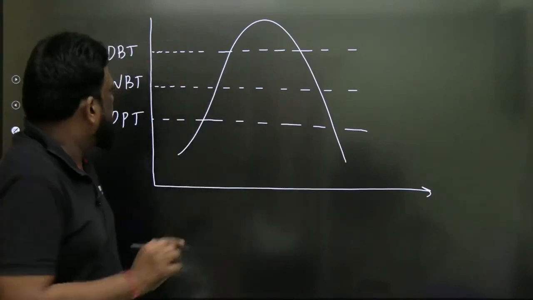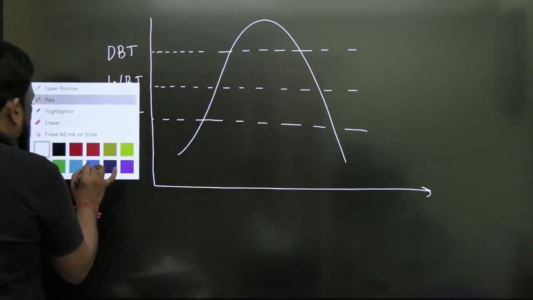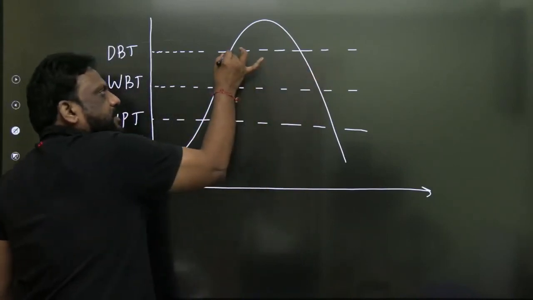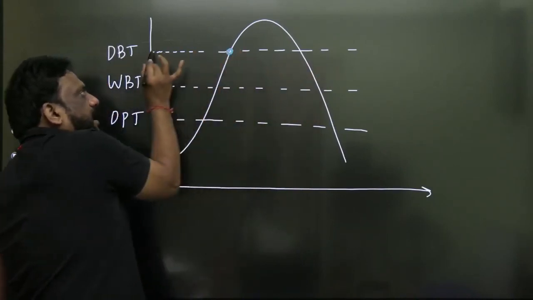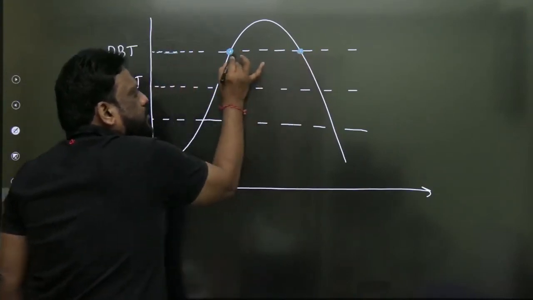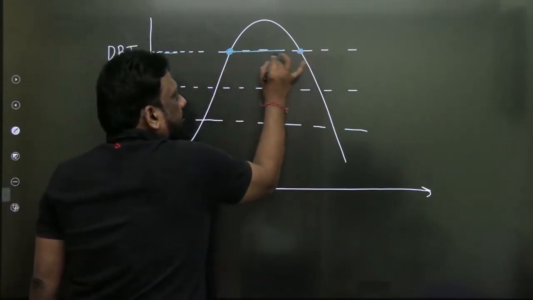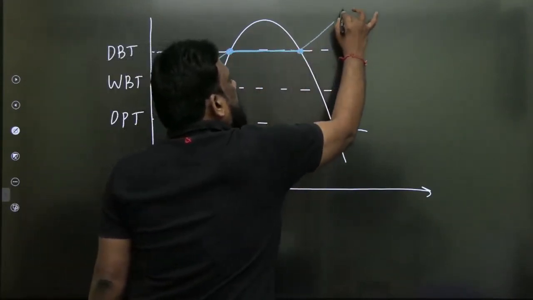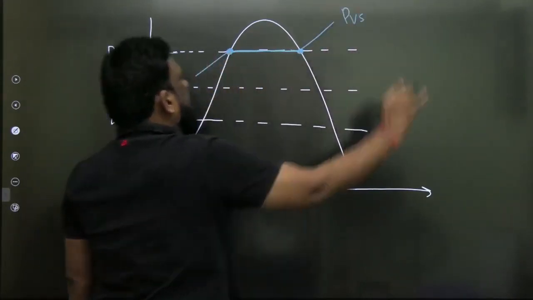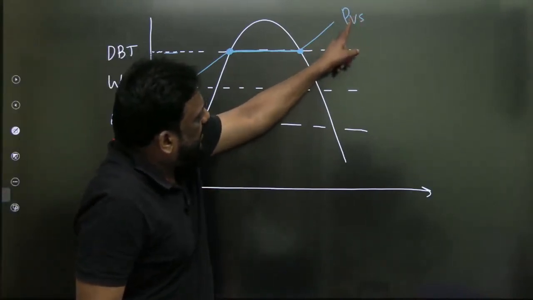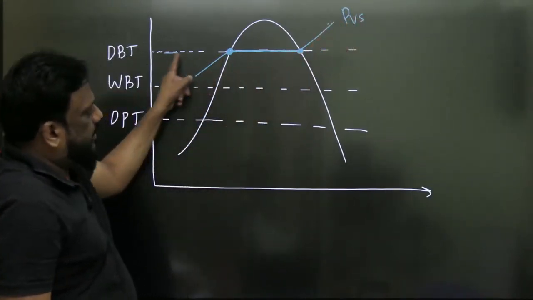अब देखो sirs, where is this dry bulb? Dear students, where is this constant dry bulb cutting saturation? यहां कट कर रहा है. यहां पे. Passing through saturation, एक लाइन ड्रॉ करना sirs. इसको बोलते हैं PVS. Can you tell me what is PVS? It is the saturated vapor pressure corresponding to dry bulb temperature.